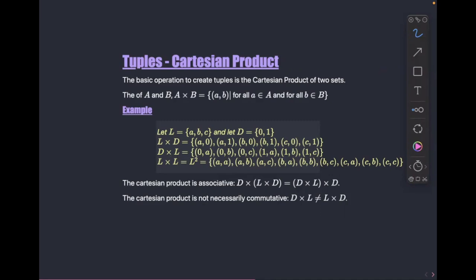You can also take the Cartesian product of something with itself. So you can take a Cartesian product of a set with itself. You can do L times L, and that could also be written as L squared, as you'll sometimes see. That's AA, AB, AC, BA, and so on. So it's all combinations of elements from L, but they're all going to be tuples of 2.